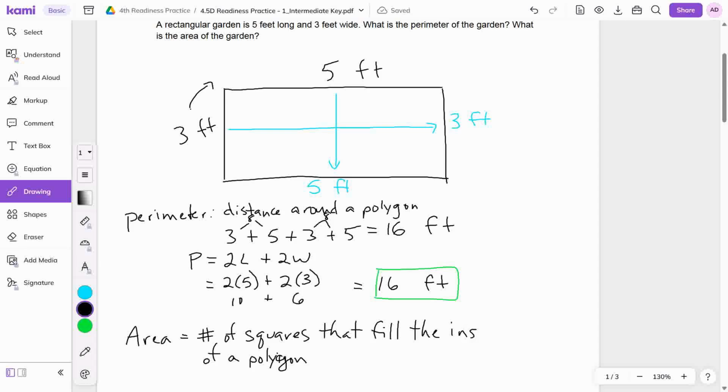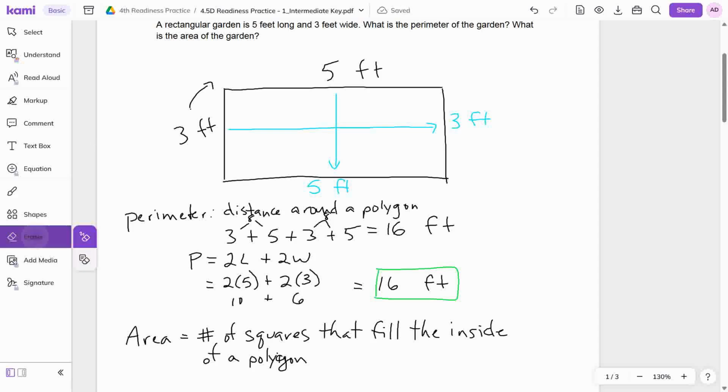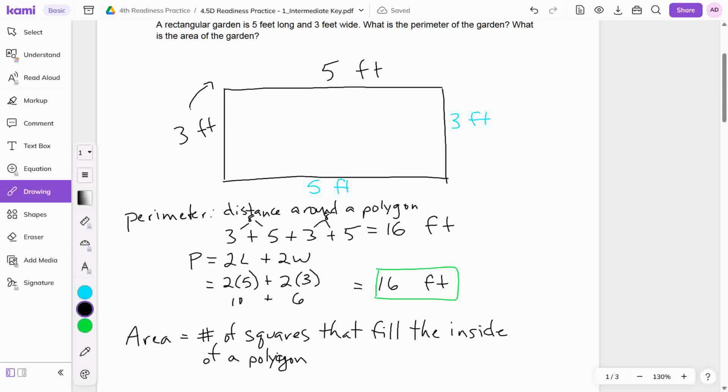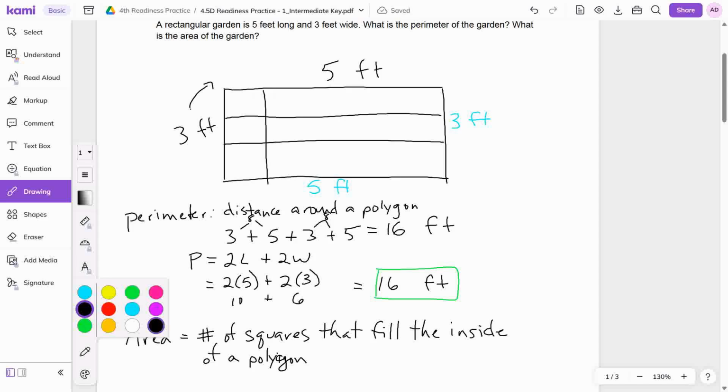All right, so I want to draw squares. How do we know what size the squares are? Well, let me erase these blue lines here because our squares are going to be in line with, they're going to be 1 foot squares. Since our unit is feet, let's make them 1 foot squares. So I'm going to have 3 feet that go across this way. And I'm going to have 5 feet that go across this way.